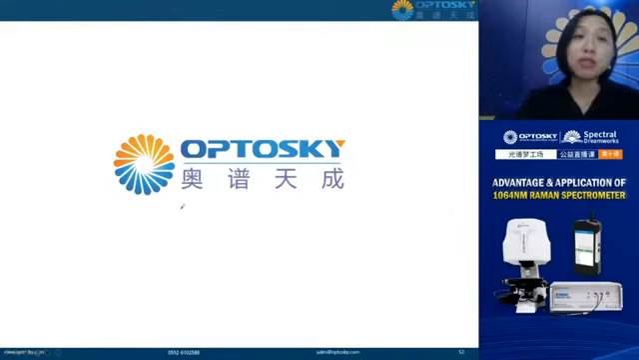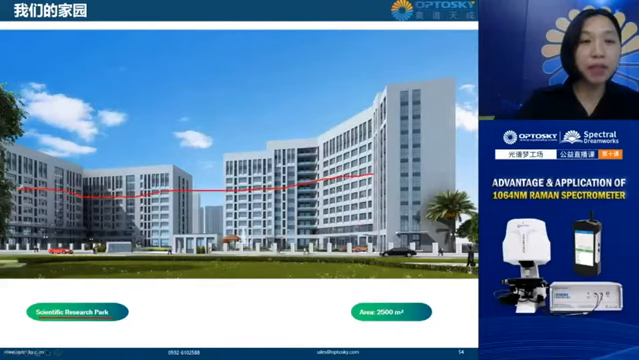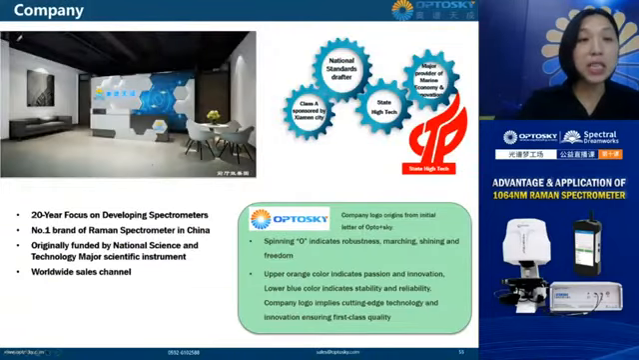Finally, after introducing that 1064 has so many advantages, we have to introduce Opto Sky. Opto Sky is located in the scientific research park on the 7th floor. All this floor is Opto Sky, and it covers 2,500 square meters. And also this is our Opto Sky. We have 20 years of focus on developing spectrometers. We are the number one brand of Raman spectrometers in China.